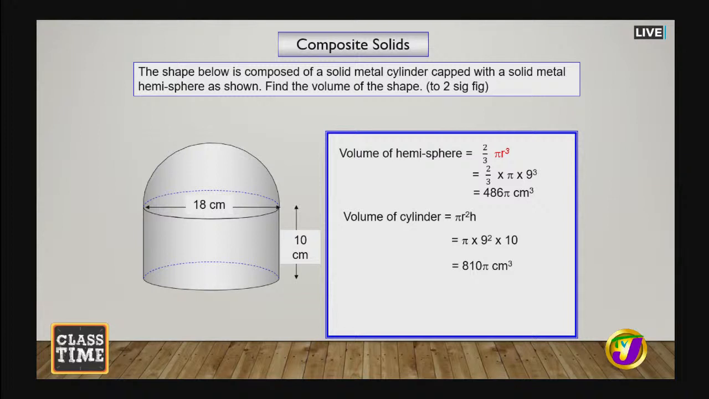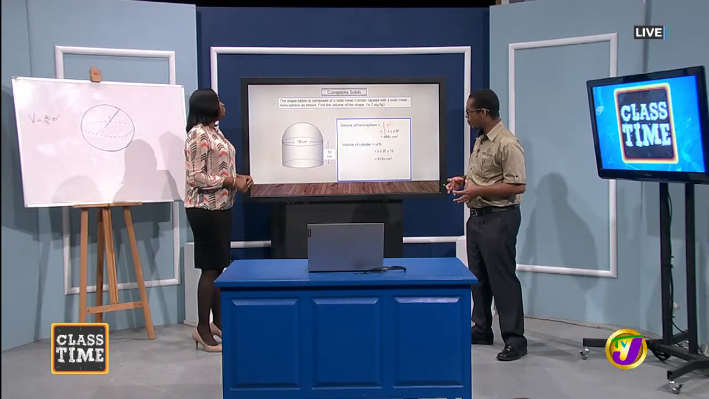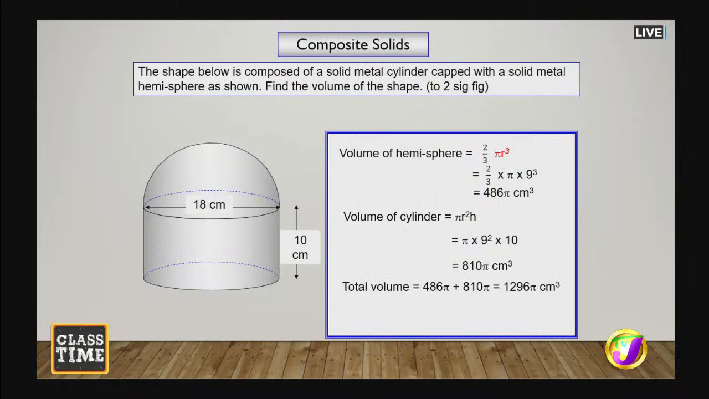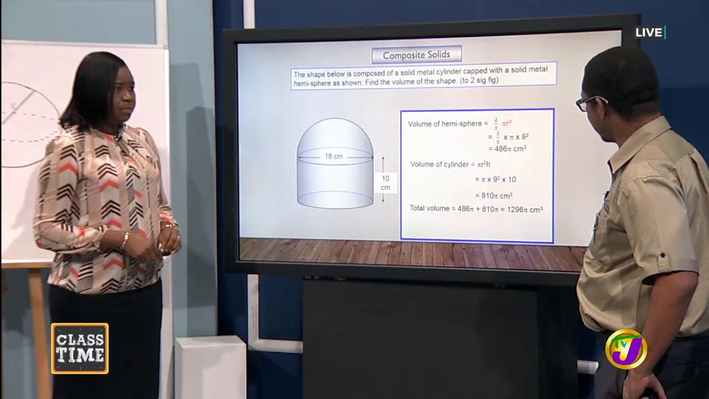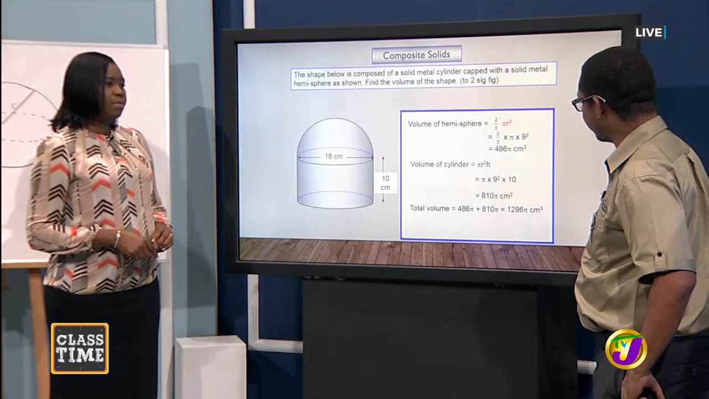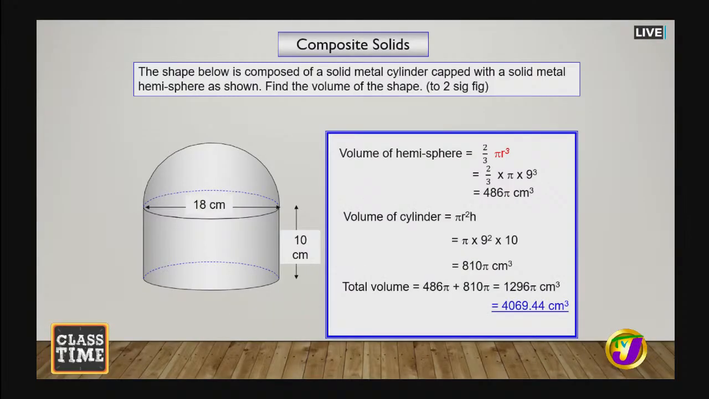Now to find the volume of the compound solid, because those two regions are combined together, we're going to have to add those values. Now notice we have 1,296 pi cubic centimeters, but the question asks us to leave this in two significant figures. So I'm thinking we'd have to convert this to decimal format by changing that pi to 3.14.